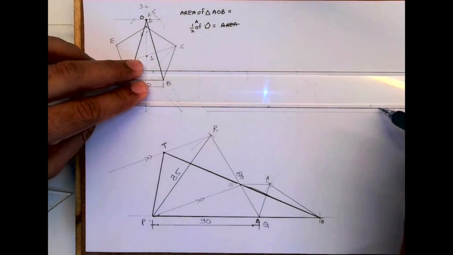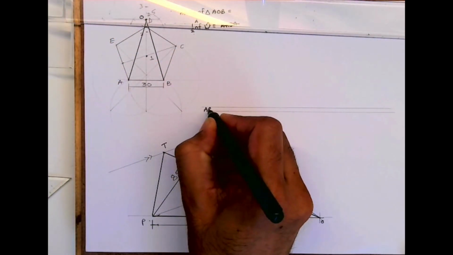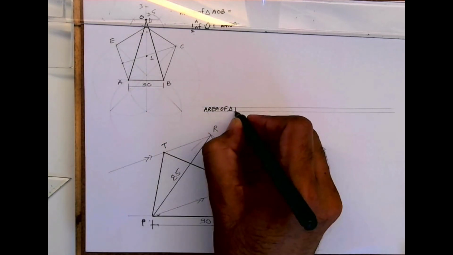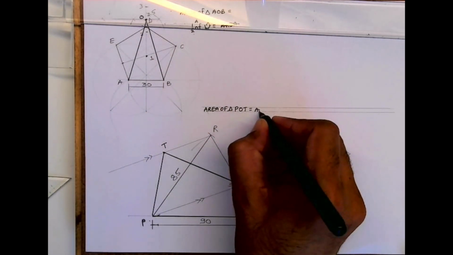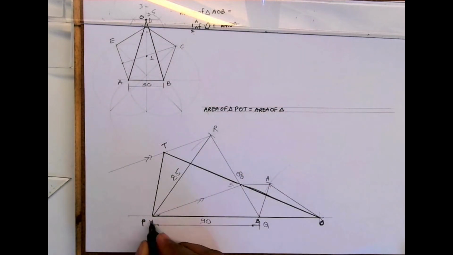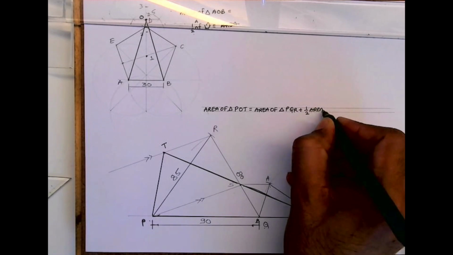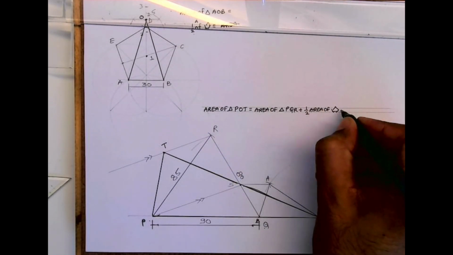So I can write that area of triangle POT is equal to area of triangle PQR plus half the area of pentagon ABCDE.